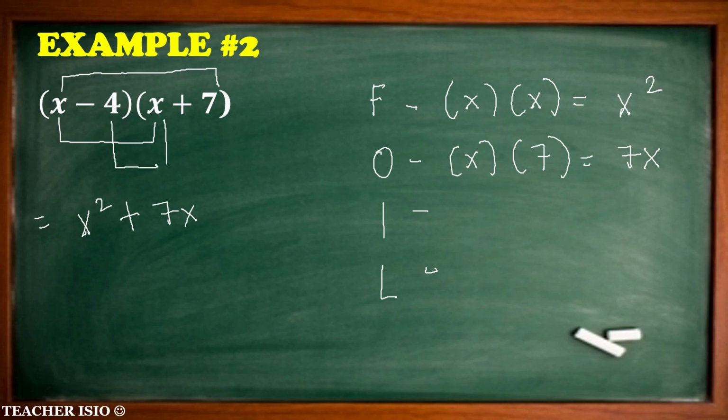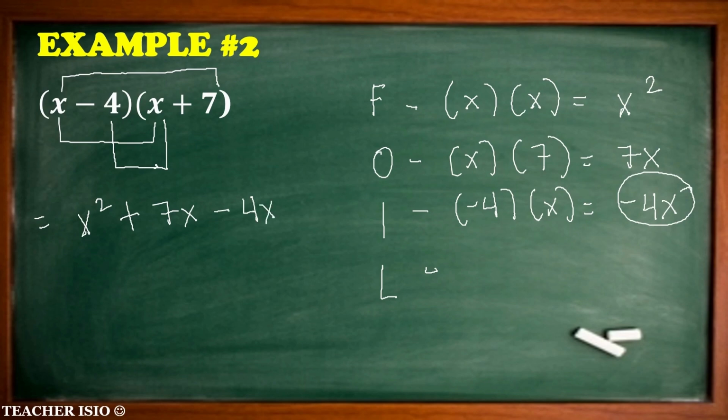Next, let's have the inner. Yan, ito yung inner natin. So, please take note, since ang katabi ni 4 na operation ay minus, ibig sabihin, kukunin nyo yan. So, since minus 4 yan, ibig sabihin you're going to write it as negative 4. So, we have now negative 4 times x. So, what is negative 4 times x? We have negative 4x. Since minus yan, just copy, we have minus 4x.